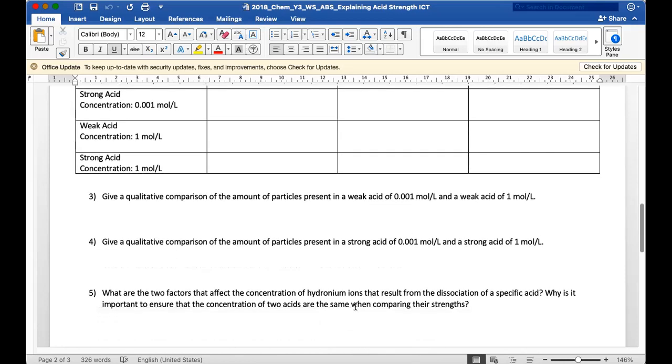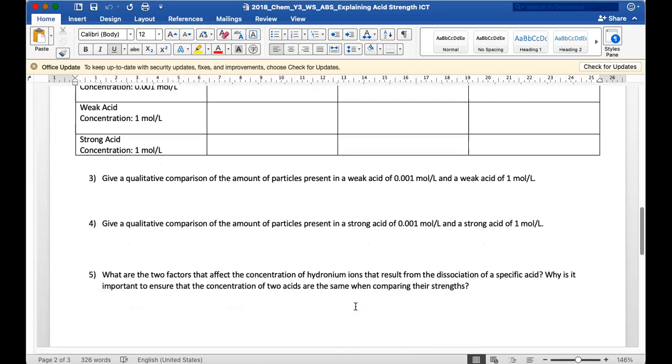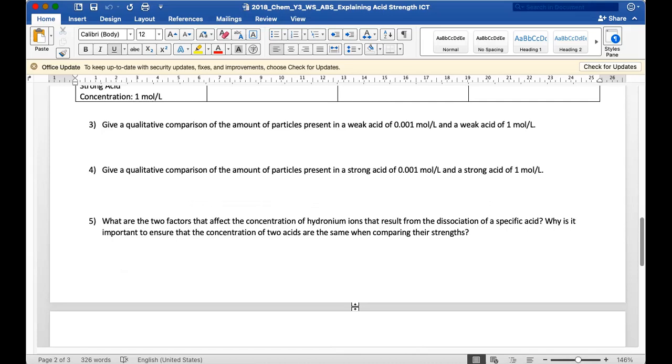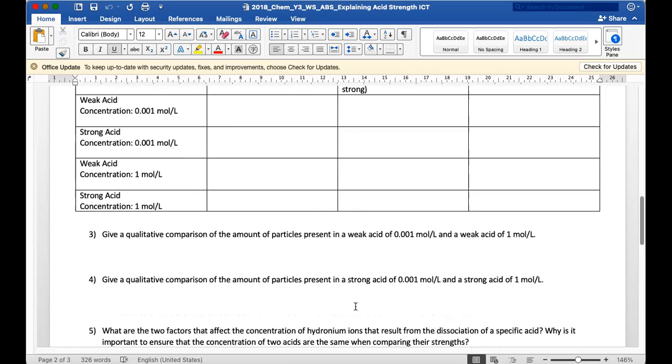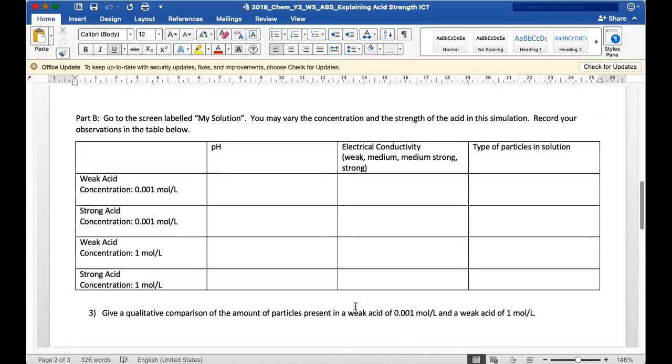And to determine the two factors that affect the concentration of hydrogen ions that result from the dissociation of a specific acid. And they also have to think, why is it important to ensure that the concentration of the two acids are the same if you compare their strength? All right. The exercise can also be extended to include bases to reinforce learning.